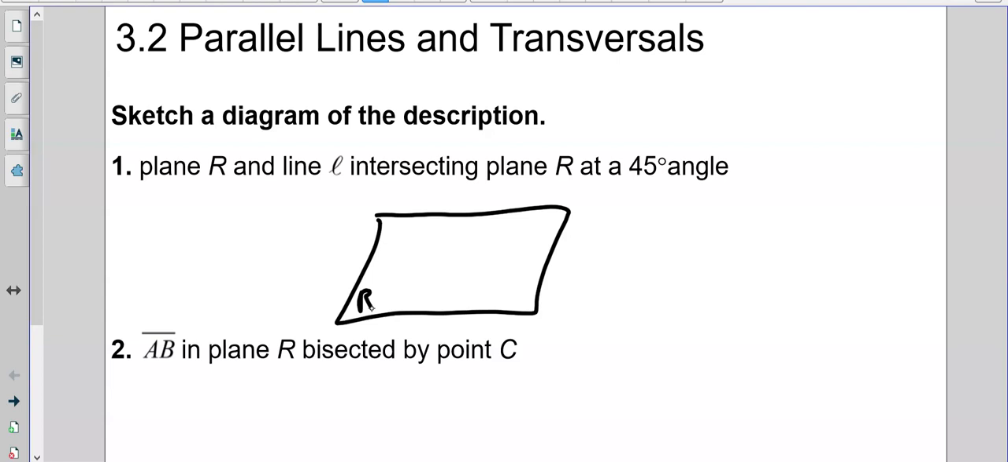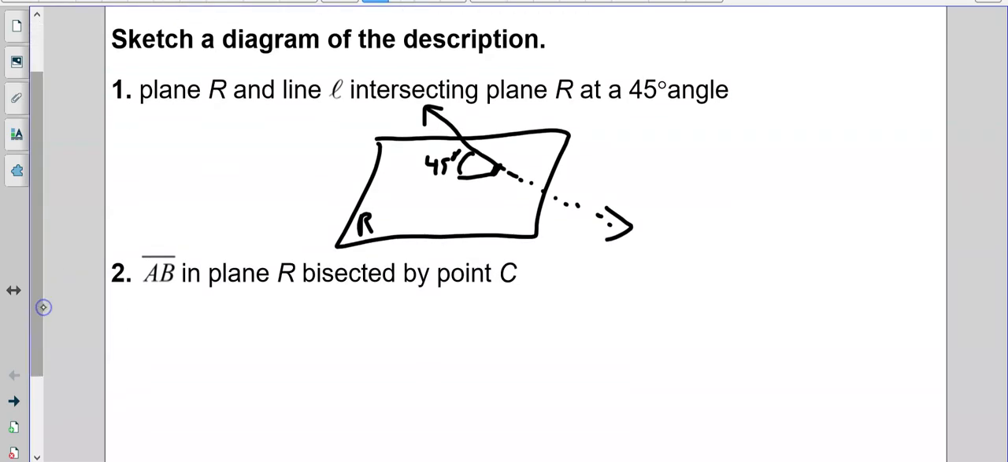So when I intersect, remember, I come through, have a point, and then I usually just have a dotted line like so. And if we're intersecting at a 45-degree angle, we just literally write in something like that, 45 degrees. It's intersecting that plane at 45 degrees.